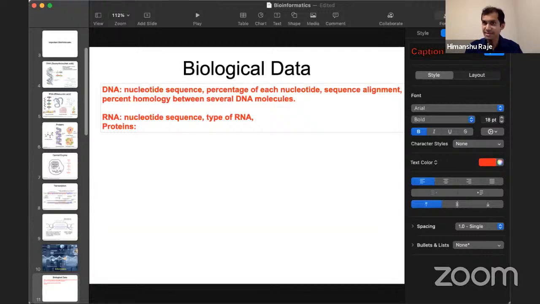RNA is single-stranded. So I told you some peculiarities about RNA. RNA structure, fantastic. We are all learning together. The structure of RNA, in parentheses, I'm going to write folding pattern.